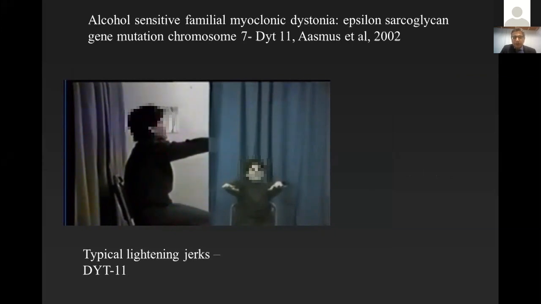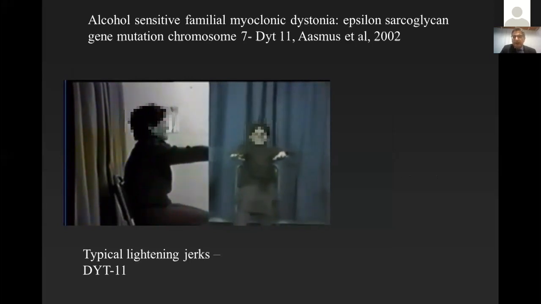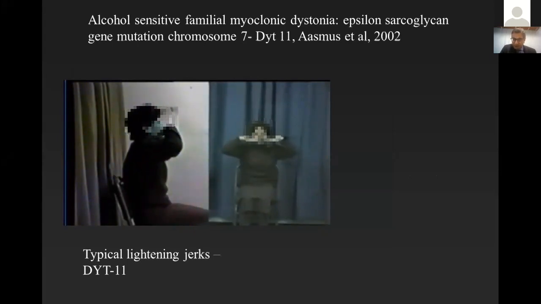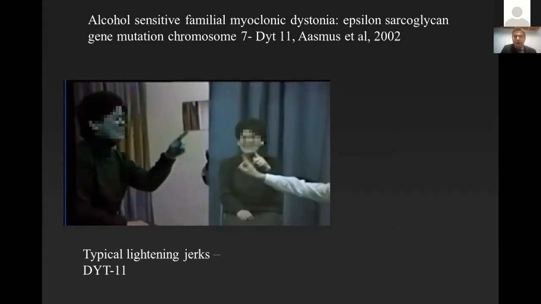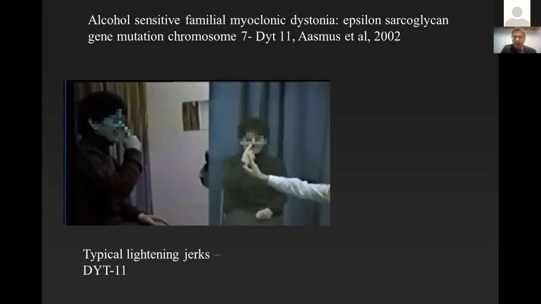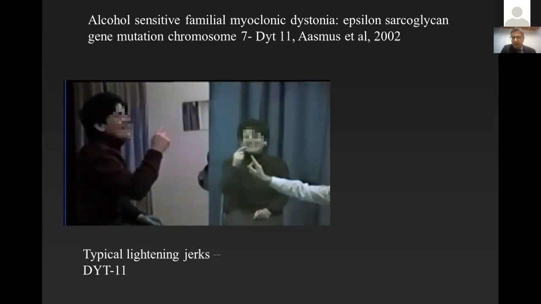The classic form of myoclonus dystonia is shown here in this lady, where she has very typical lightning jerks, so very quick jerks. Now, craniocervical dystonia can be tremulous, so it can sometimes cause a bit of confusion for people when considering the epsilon sarcoglycan gene, which is the cause of myoclonus dystonia, also called DYT11. In contrast to the classic craniocervical tremulous dystonia, the jerks here are much, much quicker. And these patients are much younger in onset. They usually start in the first or second decade, compared to the classic craniocervical dystonia.